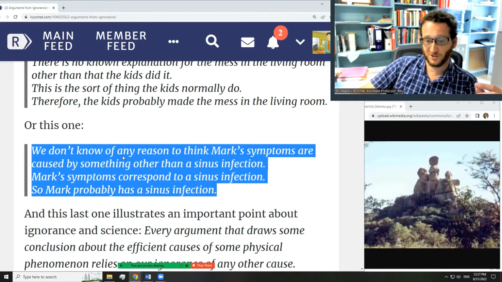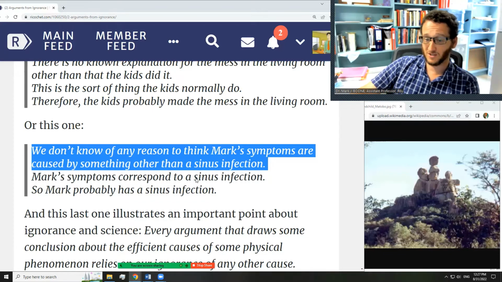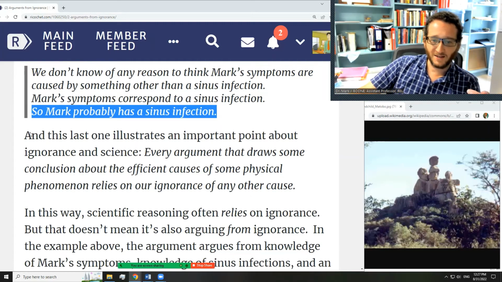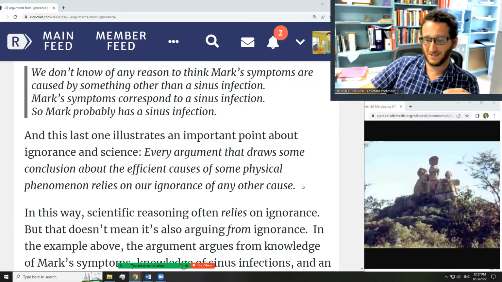Or this one. This is not true now, but this certainly happened in the past. We don't know of any reason to think Mark's symptoms are caused by something other than a sinus infection. Mark's symptoms correspond to a sinus infection, so Mark probably has a sinus infection. This has happened to me a number of times. And this illustrates an important point about ignorance and science.